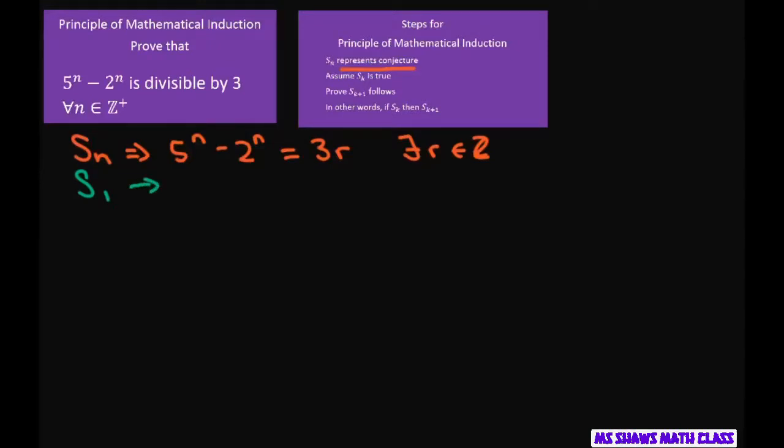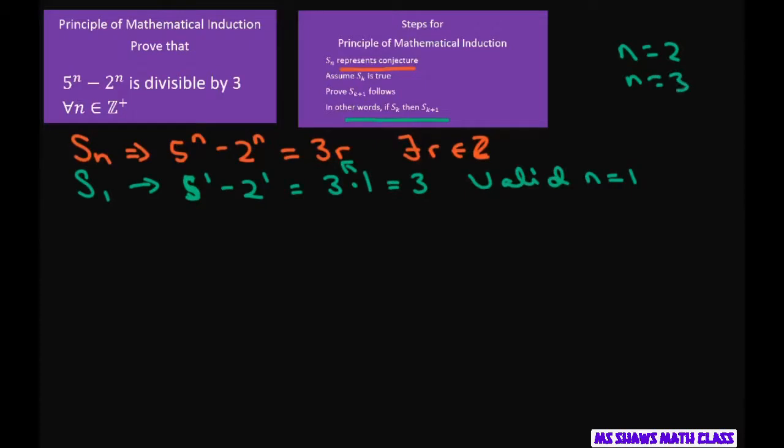All right, now we have to show that it works for n equals 1, that it's valid. So let's check that out. 5 minus 2 equals 3 times 1. So r would be 1 in this case, which is divisible by 3. So it's valid for n equals 1. And so we want to show at the very end of this that it works for n equals 2, n equals 3, and so forth for all integral values of n.